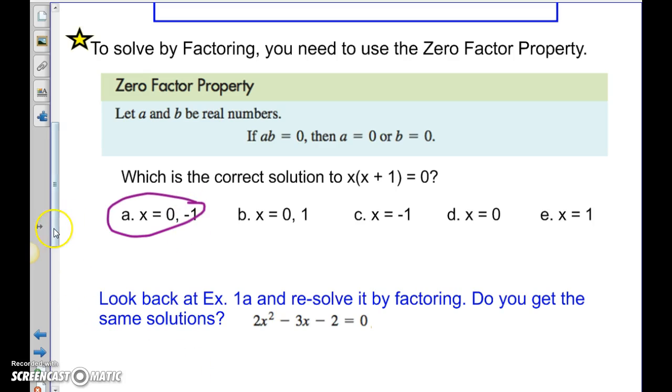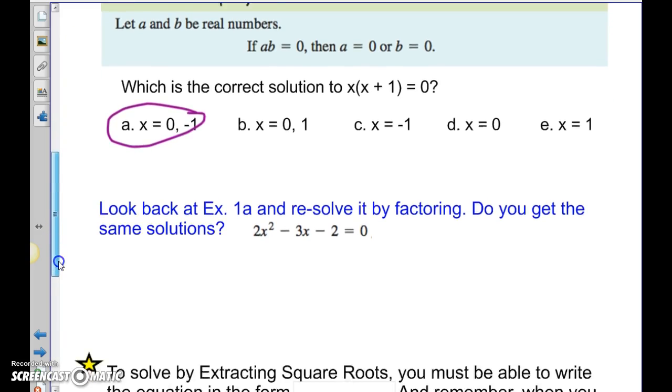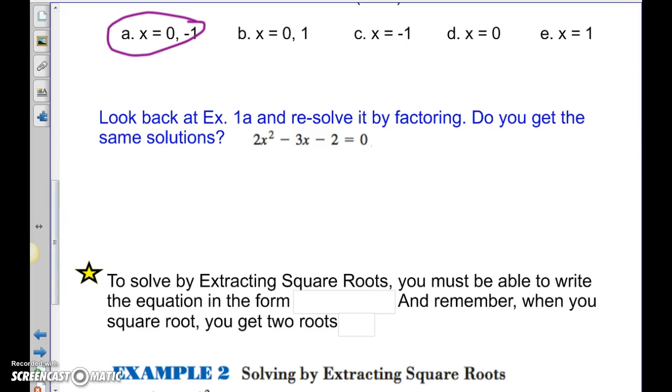Okay, so let's look back at example 1a. Oh gosh, that's way before, so that's a different video. And solve it by factoring. Do you get the same solutions as we did before? Well, let's see. I'm going to pull this out. It all equals 0. What gives me 2x squared? Well, 2x and 1x. I don't really have to write that 1 there. I've got to multiply to get negative 2, add to get negative 3.